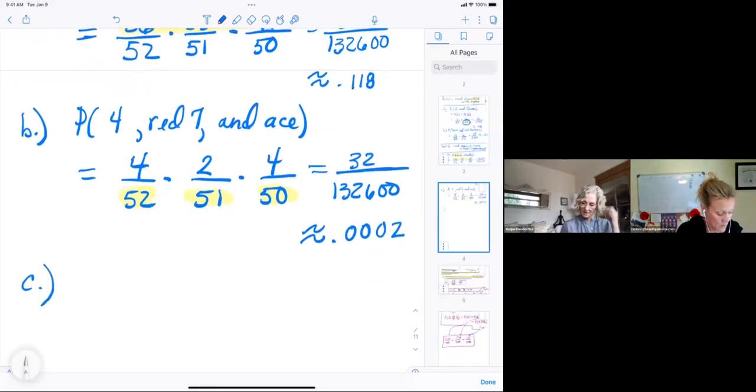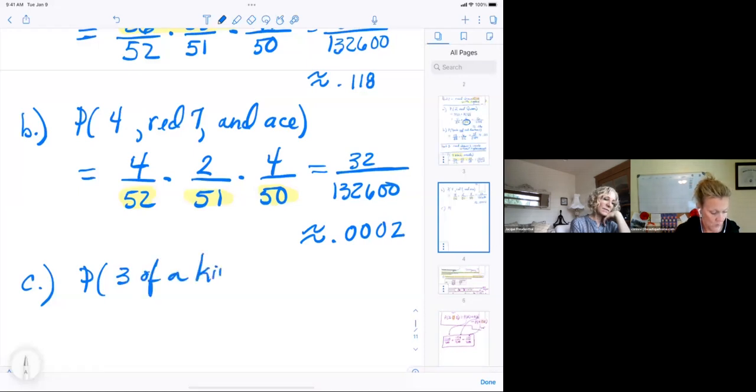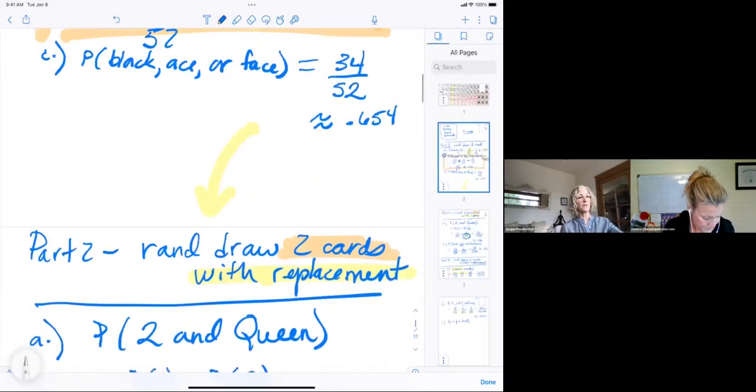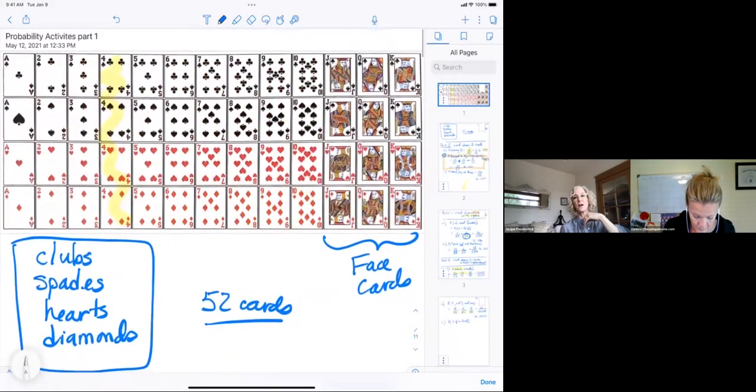And then we have the last one. What's the probability of drawing a 3 of a kind? 3 of a kind means they're all the same number or same face card or same ace. So 3 of a kind would be all 3 cards were sevens, or all 3 cards were queens, or all 3 cards were aces.